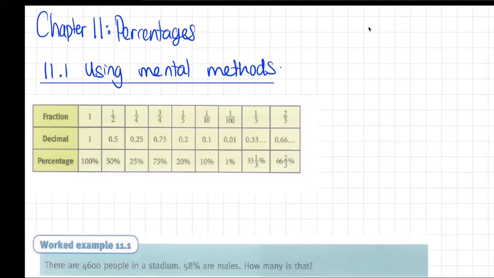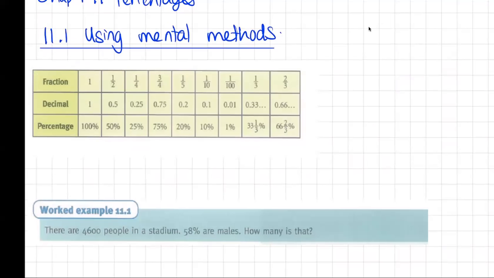Look at chapter 11, which is about percentages. At 11.1, we are trying to use the mental method to calculate certain percentages of a value. So for example, if we are calculating a percentage of something, it means the portion of something. So you should get yourself familiar with these three because they're all interrelated. Fraction can be represented in decimal, can be represented in percentage.